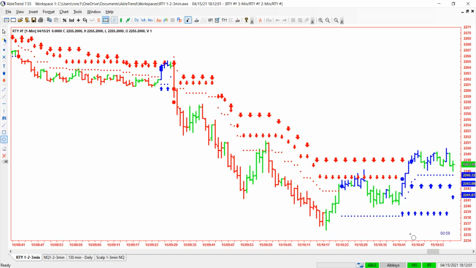This means no trade. Why? You've got red sell. Red means sell. Blue means buy. Well, what do I do? It's a tug of war. Leave it alone. It's going to go sideways. It's going to be erratic, unpredictable.